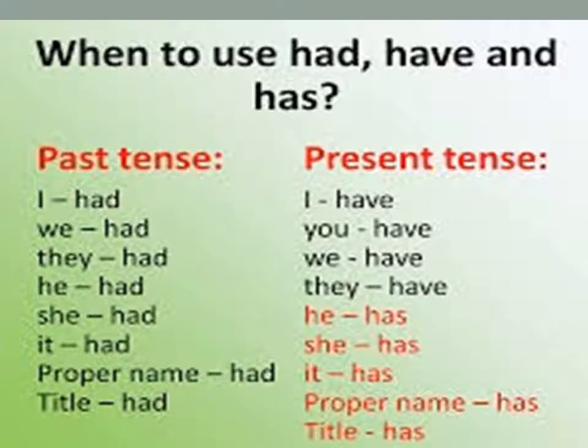When to use had, have and has? As I told you, have and has are verbs, but their past form is had. When you use a plural or singular pronoun, we use had in the past tense. But when we talk about the present tense with plural pronouns, we use have. But when we talk about a singular pronoun or a proper name or title, we use has with them.